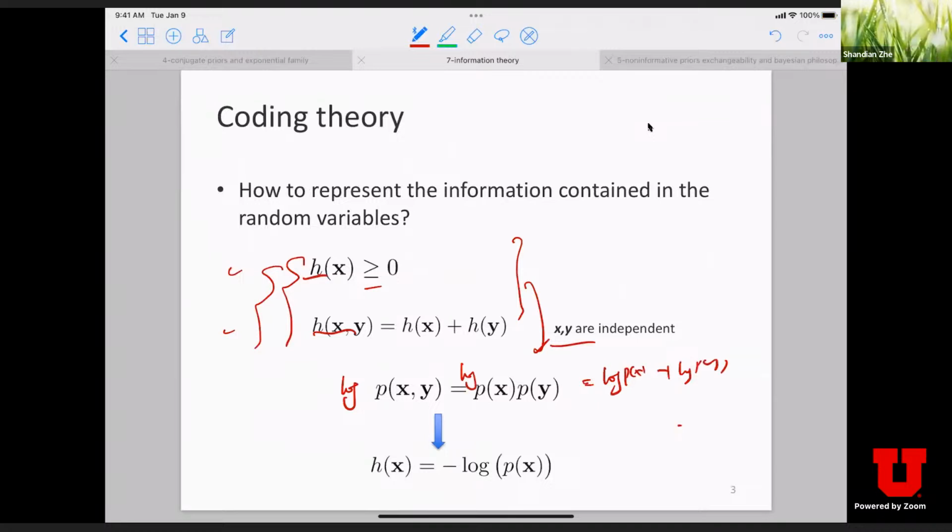But you can definitely define your own information measurement function. This is not the only definition. You can propose other information functions which can also satisfy these properties. That's totally fine. Here we just emphasize the most classical and most commonly used way to define your information function, and this information function is also called the entropy. It's the entropy function, or entropy of x.